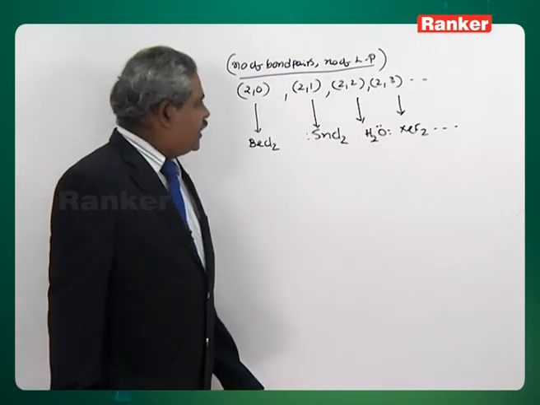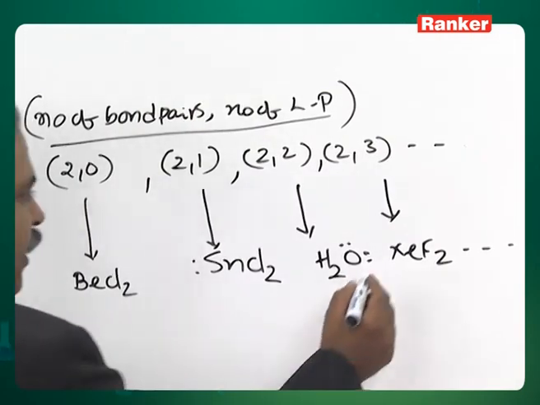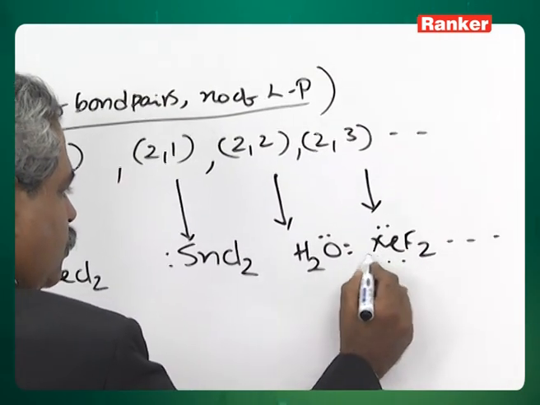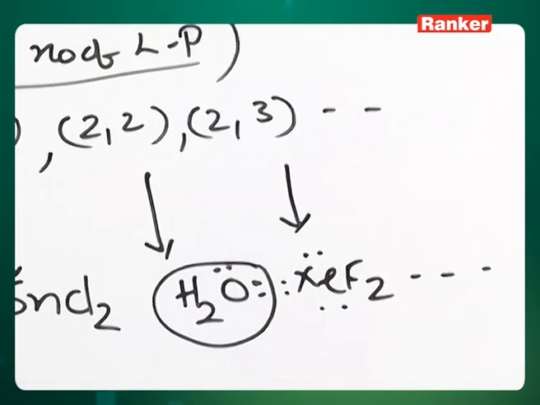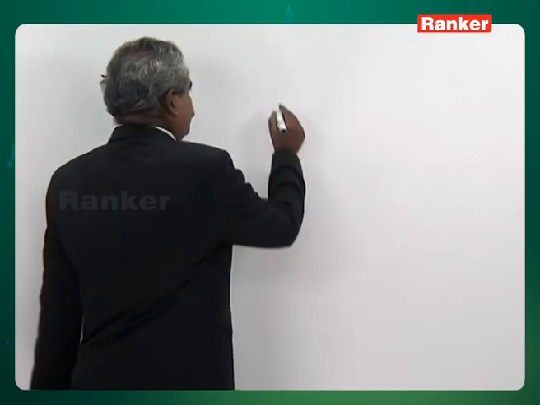So 2 3 is again linear. 2 3 means 3 lone pairs, like XeF2. 2 0 is linear, 2 1 is bent, 2 2 is V shape. With 2 0, 2 1, 2 2, 2 3, because there are too many lone pairs, finally the molecule assumes a linear shape, 2 3. Like that you can have 3 0, 3 1, 3 2.